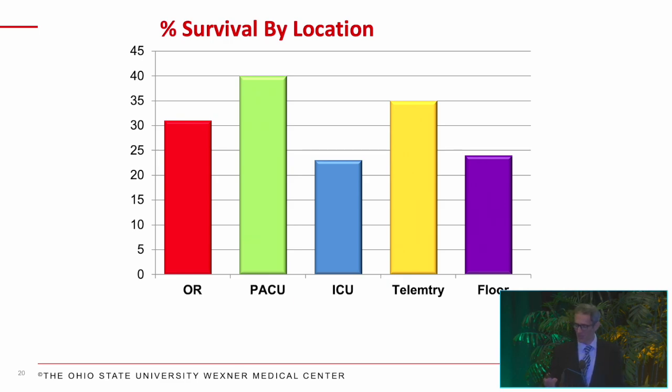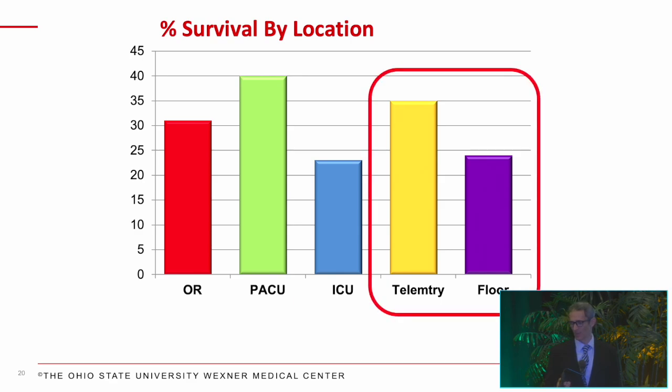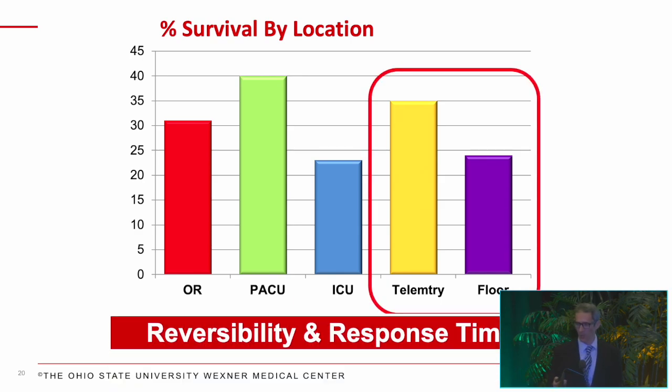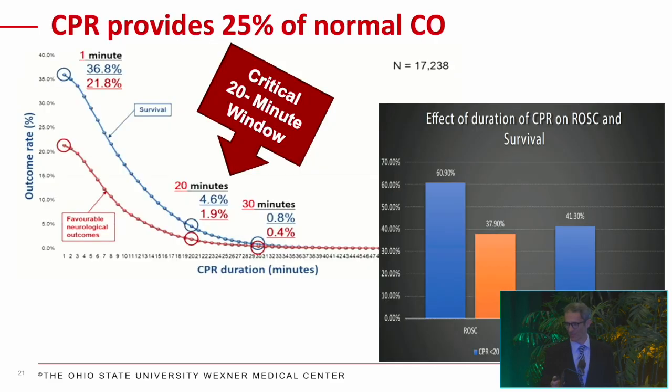So if you look at the other two areas, telemetry and the floor, again, these are similar patients. You would say telemetry patients are probably a little bit on the sicker side because somebody decided they need to be on telemetry. However, outcomes in a telemetry unit are better, and this shows that early response time is important as well. So the two takeaway points from looking at this are that reversibility and response time are very important in terms of outcome from perioperative cardiac arrest. Kind of obvious, but this proves it.